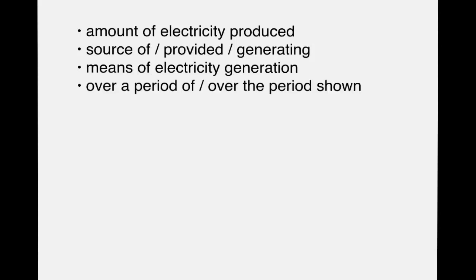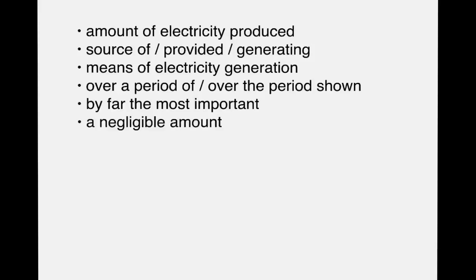Instead of the years between and or from and to 1980 and 2012, I wrote over a period of or over the period shown. Those are good phrases to use for the years. Next, by far the most important. That's a good phrase, by far the most, by far the highest number. I often use that phrase in my overview paragraph to summarize. Next phrase, a negligible amount. That was a good phrase to learn, meaning very low, almost nothing, not noticeable.